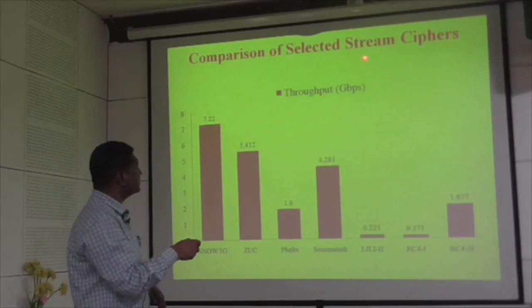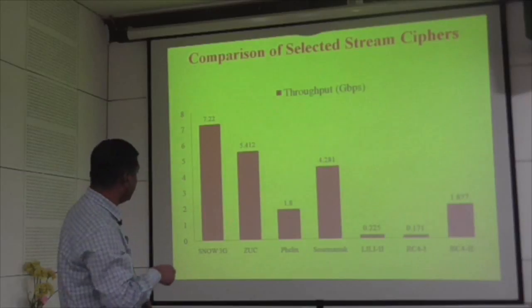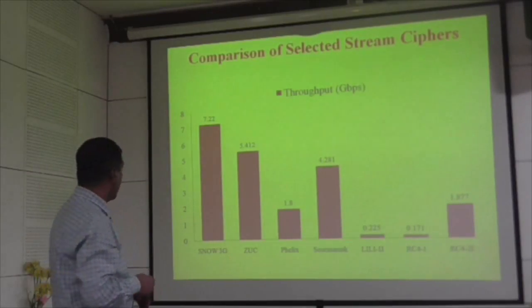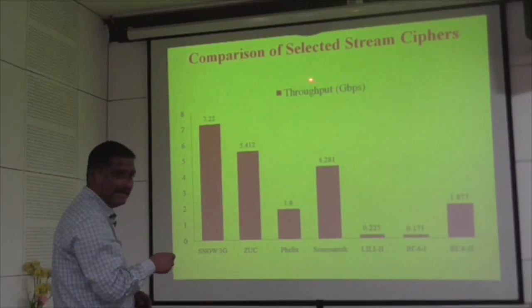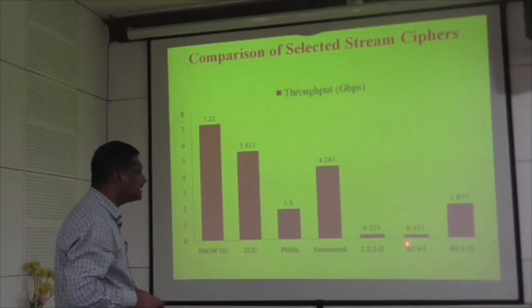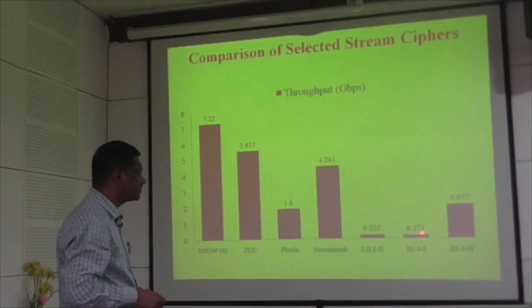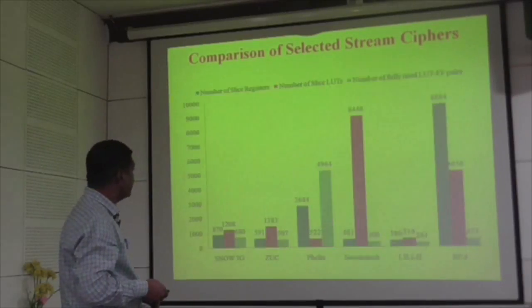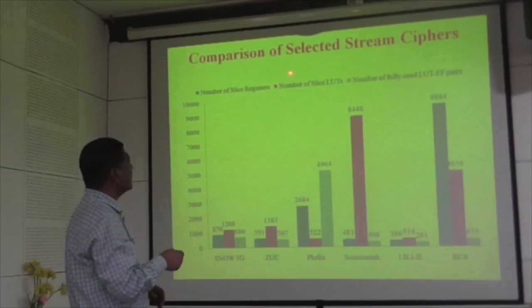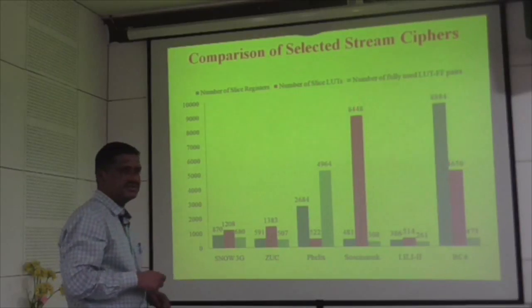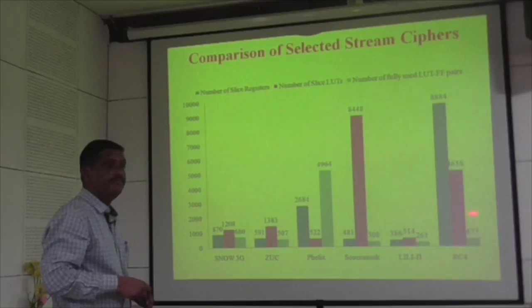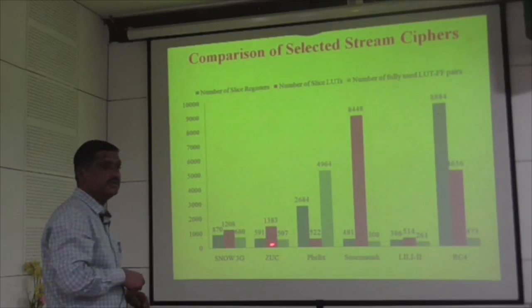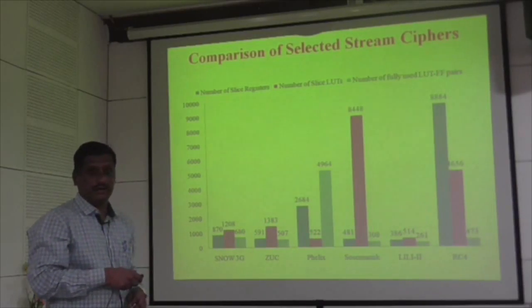There is a comparison of the selected stream ciphers. Out of the 6 stream ciphers I have selected, this Snow3G stream cipher has the highest throughput, and this RC4 without Lily architecture has the minimum throughput. Similarly, as far as the comparison of hardware utilization is concerned, this Lily2 architecture uses minimum hardware as compared to the hardware used by other algorithms.